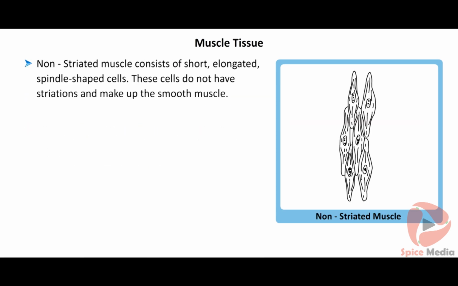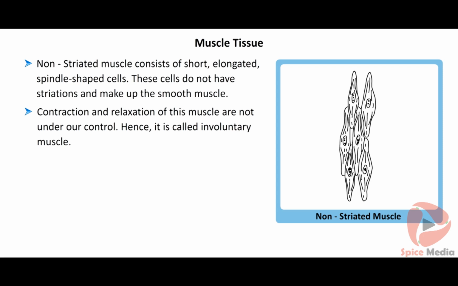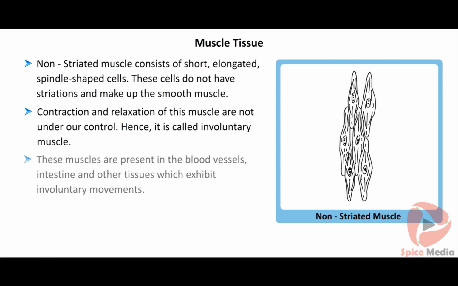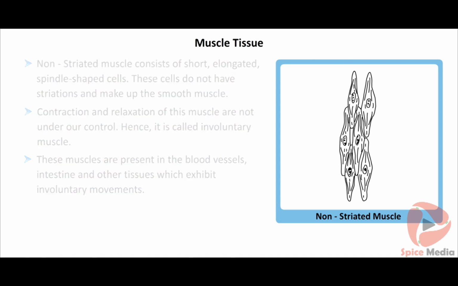Non-striated muscle consists of short, elongated, spindle-shaped cells. These cells do not have striations and make up the smooth muscle. Contraction and relaxation of these muscles are not under our control. Hence, it is called involuntary muscles. These muscles are present in the blood vessels, intestine, and other tissues which exhibit involuntary movements.